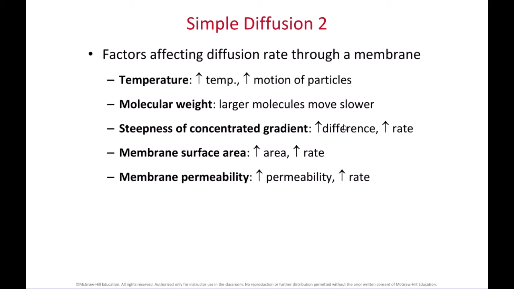Another thing that influences the rate of diffusion is molecular weight. Generally speaking, molecules with a smaller molecular weight will diffuse quicker. So things like oxygen gas have a relatively small molecular weight: 8 plus 8, times two atoms, so we're going to have a molecular weight of 32.